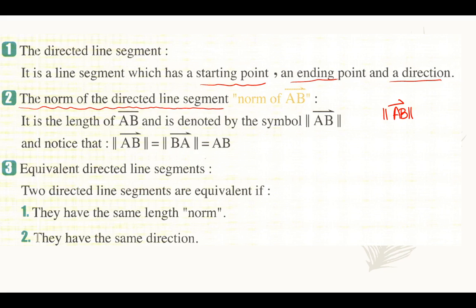Equivalent directed line segments. What are equivalent directed line segments? Two directed line segments are equivalent if they have the same length, or the same norm, and if they have the same direction. So two directed line segments are said to be equivalent if they have the same norm and the same direction. Okay, let's go to an example.